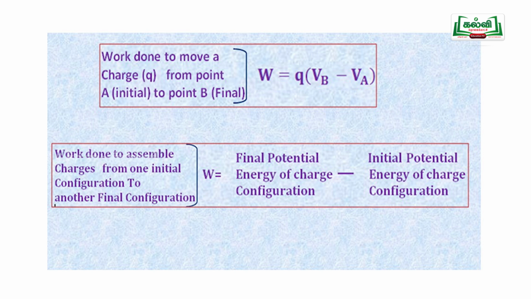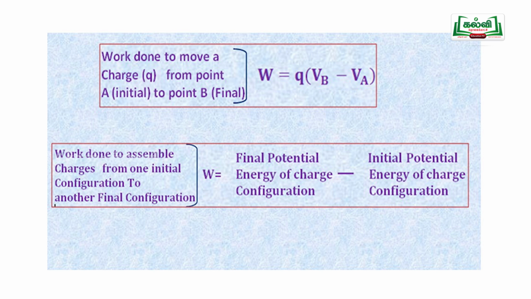Suppose I have a system of charges, not 2 charges, and you are asked to find out how much work is done to bring the charges to that configuration. Simple students, remember, you find out the potential energy of the final charge configuration, you find out the potential energy of the initial charge configuration, and take the difference between these two, that is final potential energy of the charge configuration minus initial potential energy of the charge configuration, which will be equal to the work done to assemble the charges.